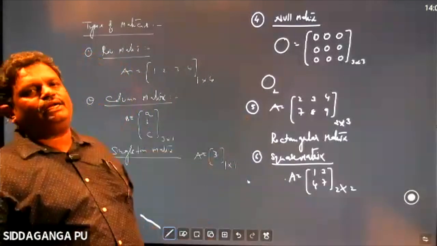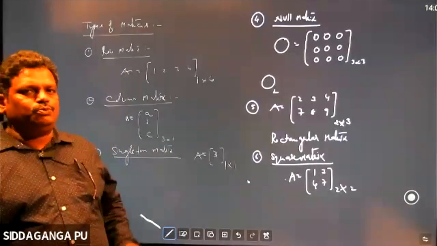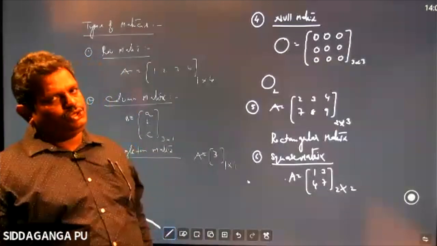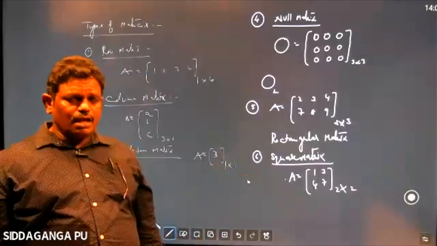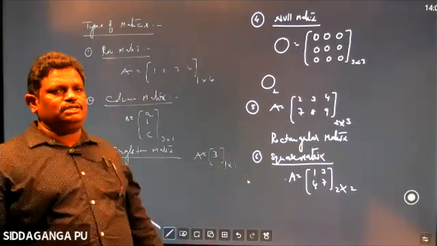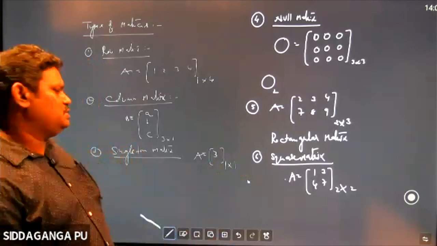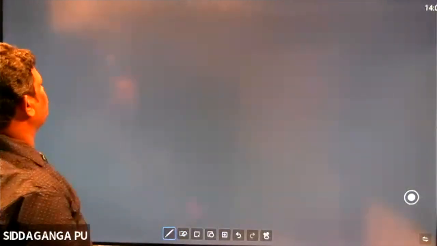After that we wrote rectangular matrix: in any matrix, if the number of rows and the number of columns are different, then that matrix is said to be a rectangular matrix. Now what is a square matrix? In any matrix, if the number of rows is equal to the number of columns, then that matrix is said to be a square matrix. Okay? So these are the types of matrices, and in the types of matrices another important definition is the principal diagonal.